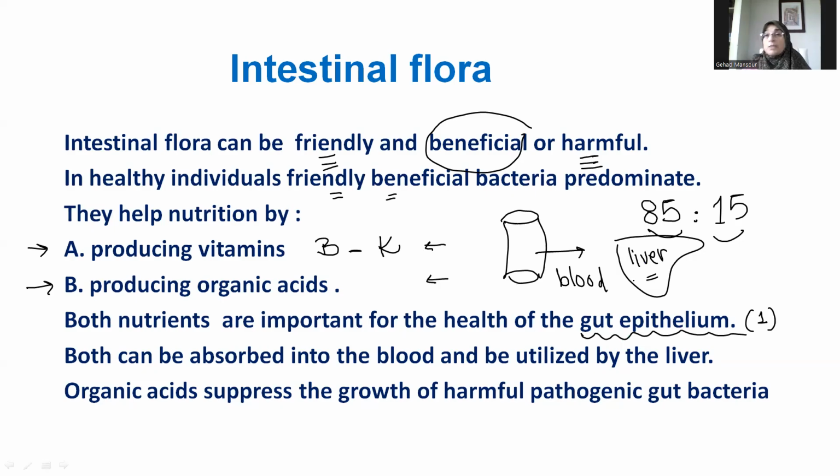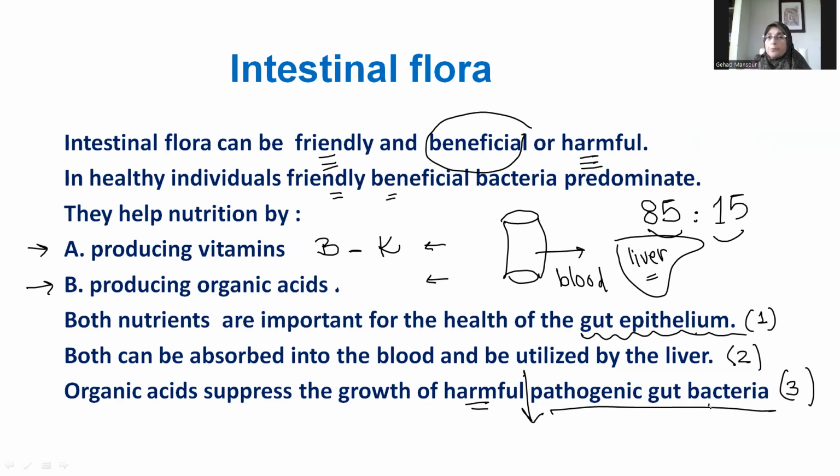Even when the liver is diseased, one of the most important support factors for the function of the liver is the different types of vitamins. Also, organic acids in particular can suppress the growth of harmful pathogenic bacteria. This is the third importance. So we have number one, the gut epithelium, number two, the function of the liver, and number three, to suppress or to diminish the function of harmful pathogenic bacteria.